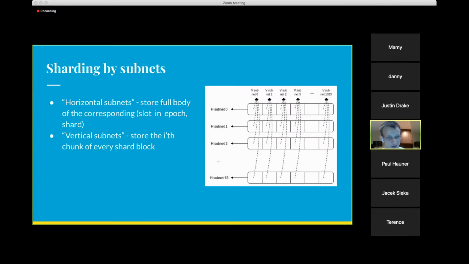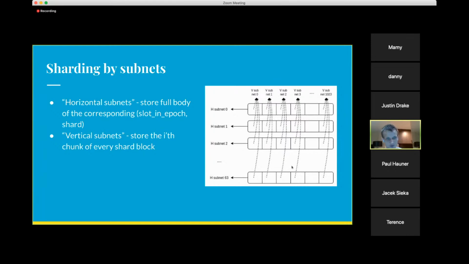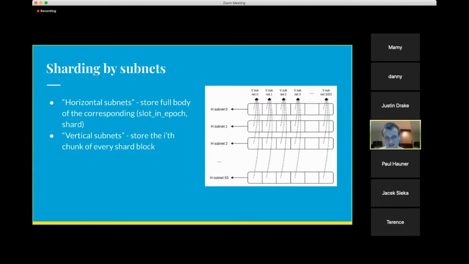The horizontal subnets store and broadcast the full body of the shard blocks corresponding to that slot and shard pair. Then you have vertical subnets, and vertical subnets store the ith chunk of every shard block. So the 3rd vertical subnet just stores chunk 3 of every shard block. Vertical subnets are how we make data availability sampling concretely simple for validators. A validator chooses a set of indices, and then they join the vertical subnets that correspond to those indices. When they're on those subnets, they receive the ith chunk for every shard block that there is, and so they're able to do the data availability sampling completely passively.